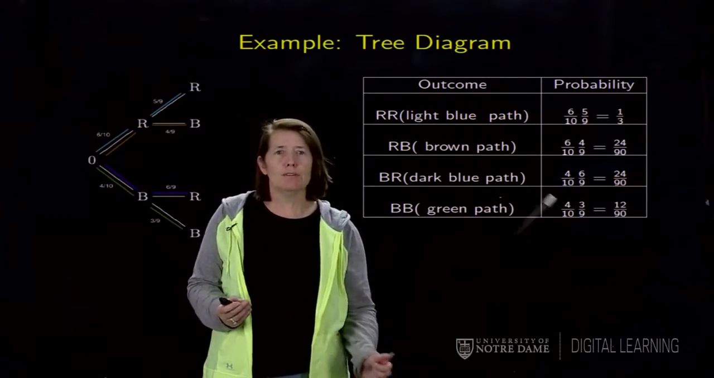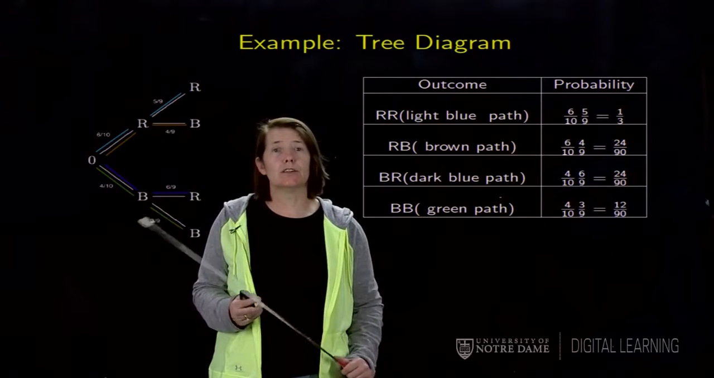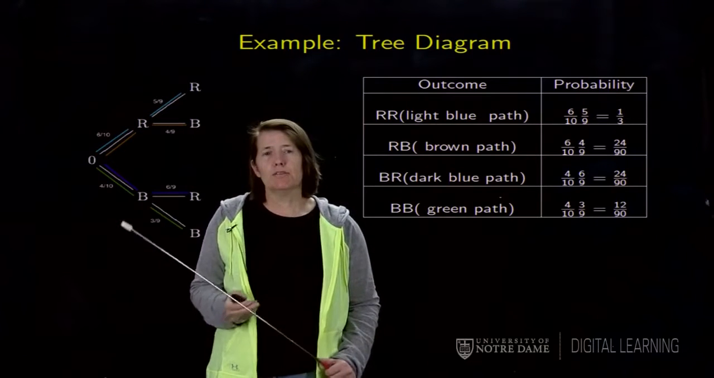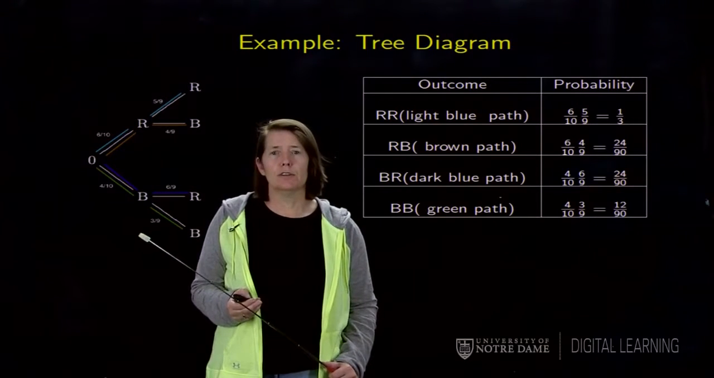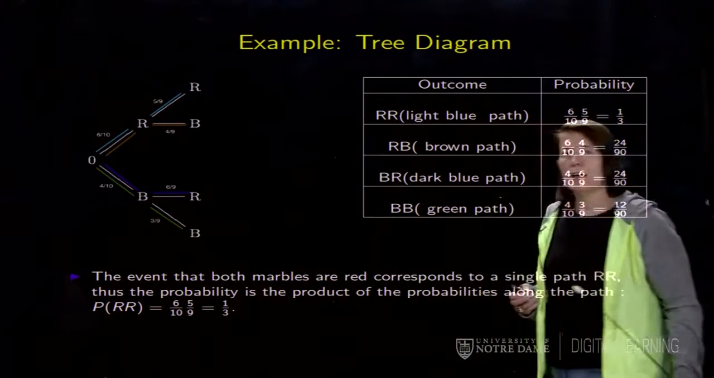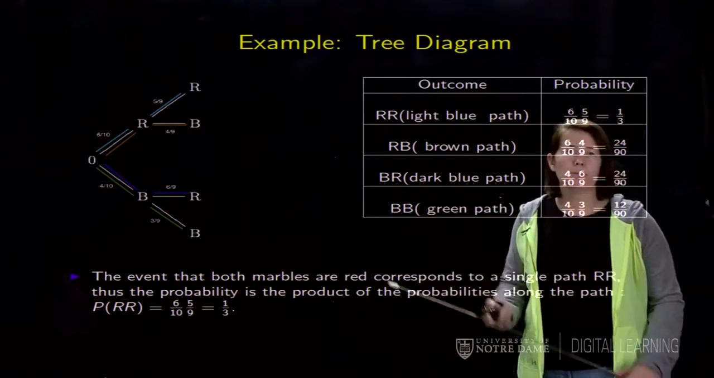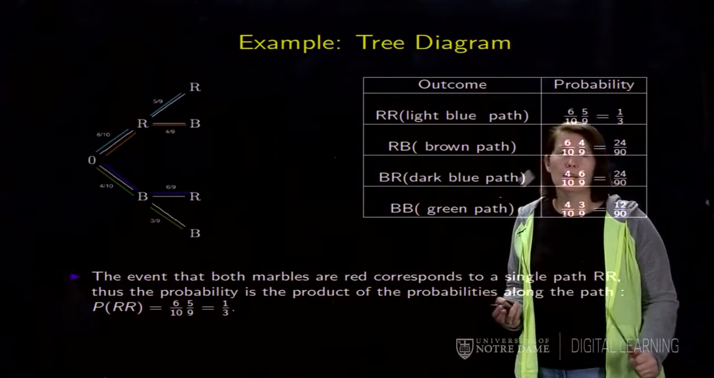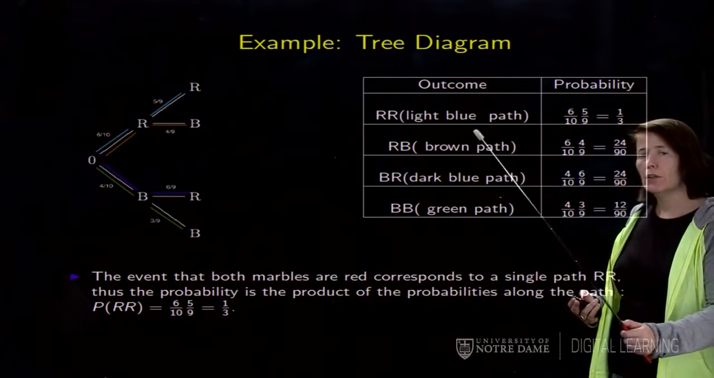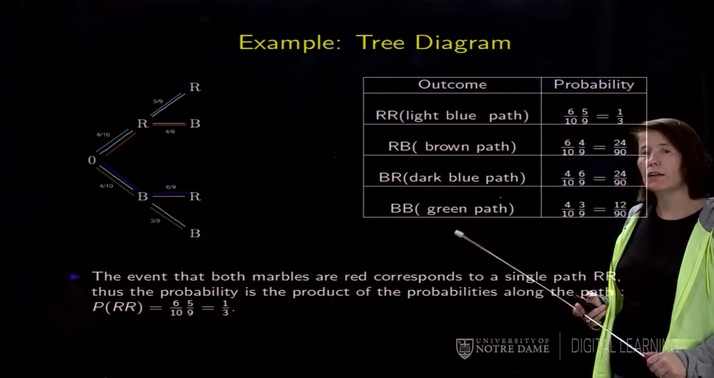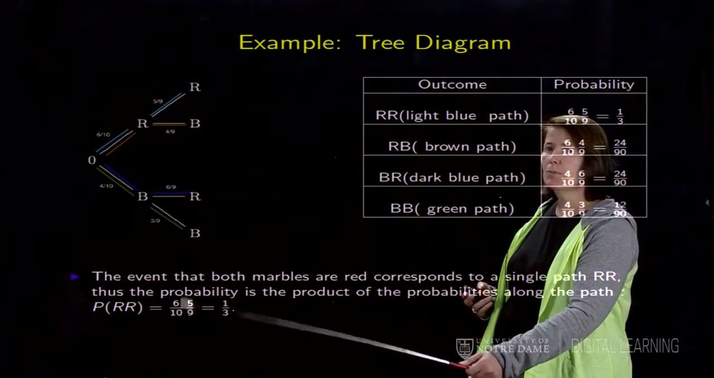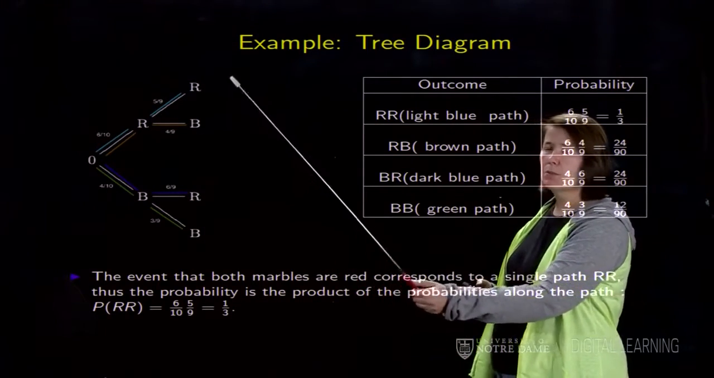Okay, so now we've calculated the entire probability distribution for this experiment using our tree diagram. And actually we've answered our original question, which was, what's the probability that we get a red followed by a red? What's the probability of that particular event? And that corresponds to just a single outcome on our tree diagram. So it corresponds to a single path on the tree diagram. So we can calculate that probability by multiplying the probabilities along that particular path.